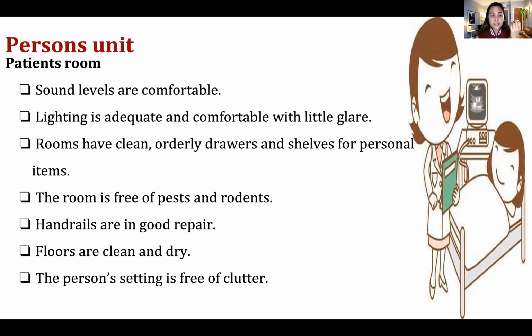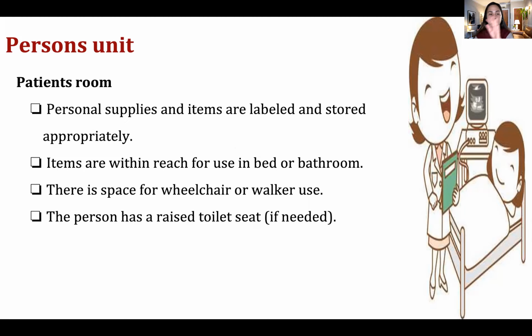Handrails are in good repair. Any malfunctioning handrails should be reported to the technician or the engineering department so they can fix it immediately. Floors are clean and dry. The patient's setting is free of clutter to prevent falls. Personal supplies and items are labeled and stored appropriately, so they will not be interchanged with other patients'. Then these other patients will claim that this is their personal item. So you should label it.